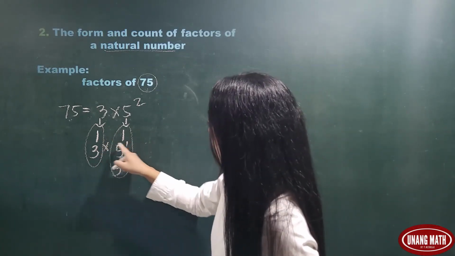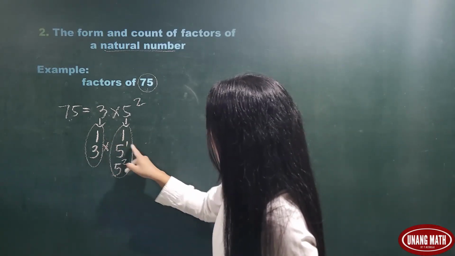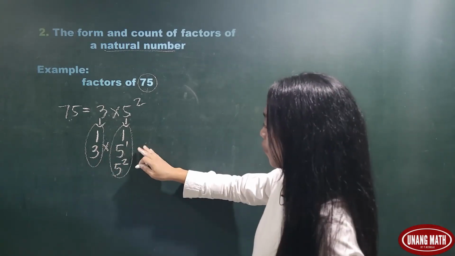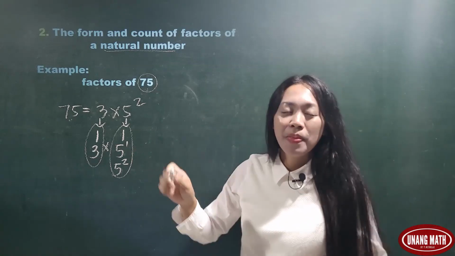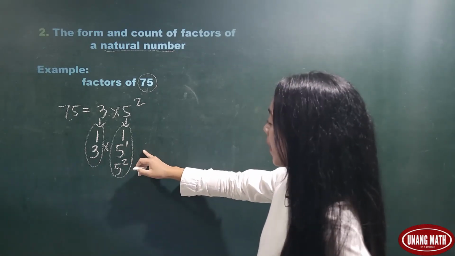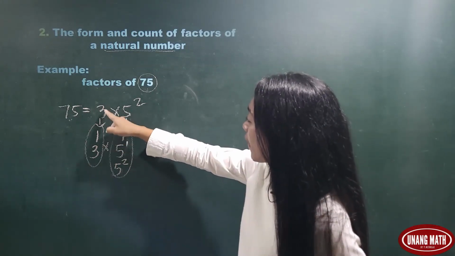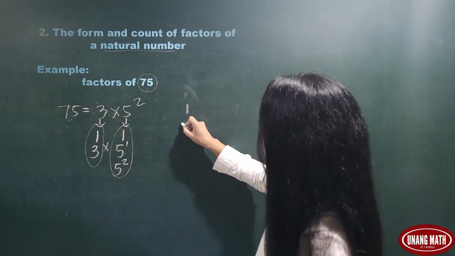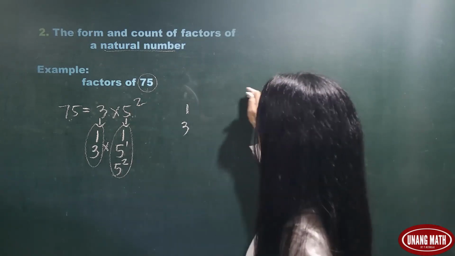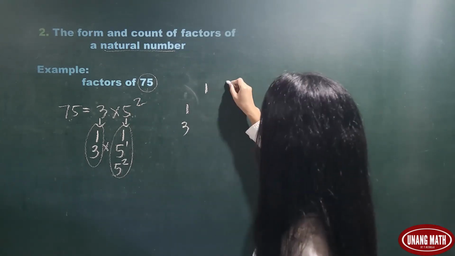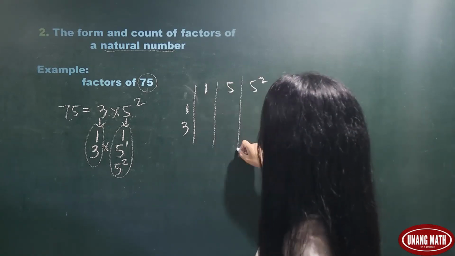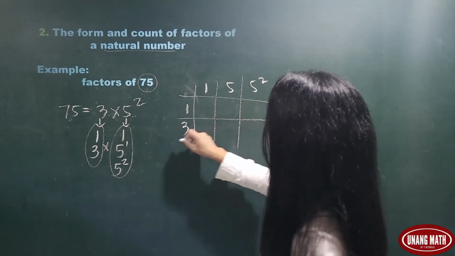1 times 1, 1 times 5, 3 times 1, 3 times 5, 3 times 5 squared, and so on and so forth. To make sure that we can list all the factors, we will make a table. All the factors of 3, we will write vertically. All the factors of 5 squared, we will write horizontally. So 1, 5, and 5 squared. And we make a table.